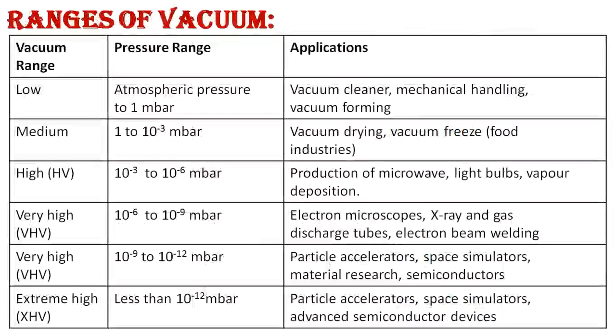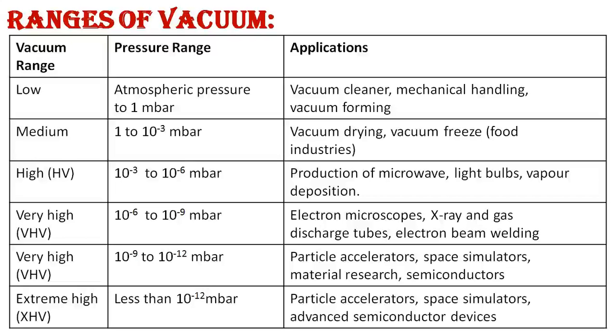Now the next concept is the ranges of vacuum. We have to know the types of ranges of vacuum, their pressure ranges and applications. The first one is the low vacuum range, from atmospheric pressure to 1 millibar. Applications are vacuum cleaners, mechanical handling, and vacuum forming. The second one is the medium vacuum range, with a pressure range of 1 to 10 raised to minus 3 millibar, and applications are vacuum drying and vacuum freezing in the food industry.